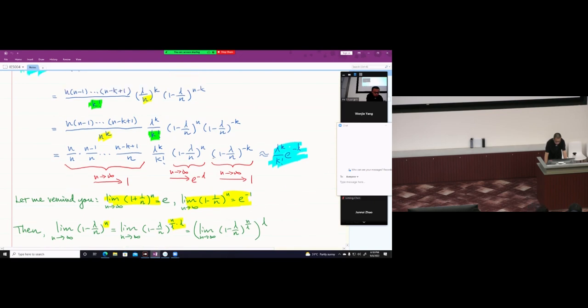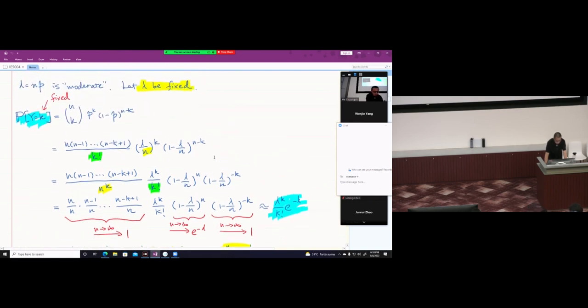According to this discussion, if n is a large number and p is a small number, then the probability that we see exactly k heads should be close to this expression. I colored this expression in blue, so this blue one should be close to this blue one: lambda to the power k over k factorial times e to the power of minus lambda. Please keep in mind that's the case: we flip such a coin where the probability of seeing heads is very small, and we need to flip many times.